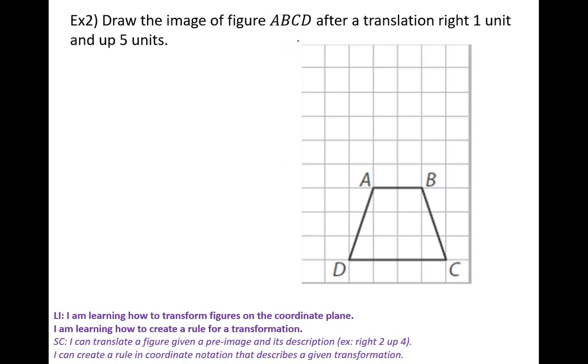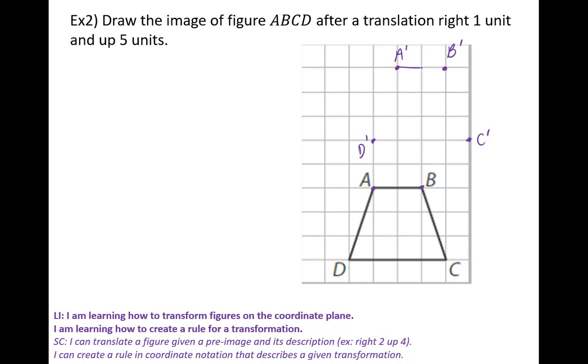This is actually a trapezoid. After a translation, right 1 unit and up 5 units. So same basic concept. We're going to go right 1, start at point A, right 1 and up 1, 2, 3, 4, 5. Draw a point. There's A prime. Same thing with B, right 1, up 5. There's B prime. With C, right 1, up 1, 2, 3, 4, 5. There is C prime. And with D, right 1, up 5, there's D prime.